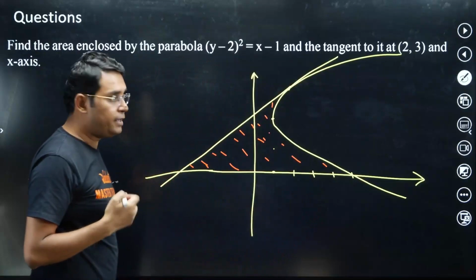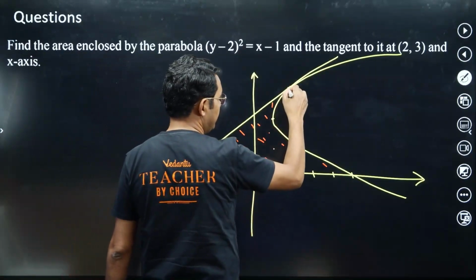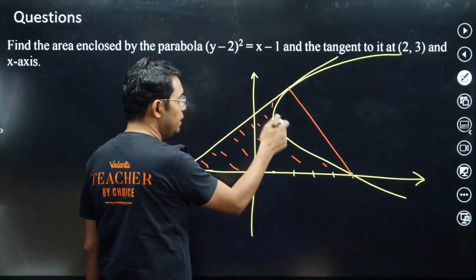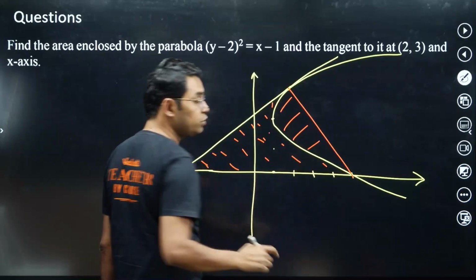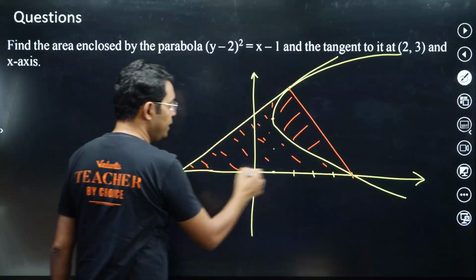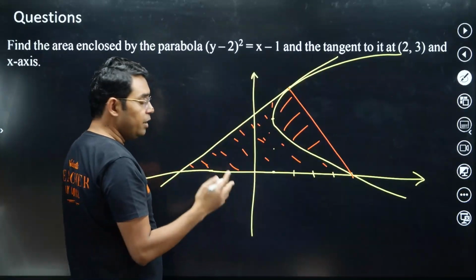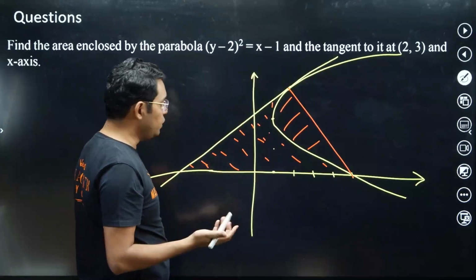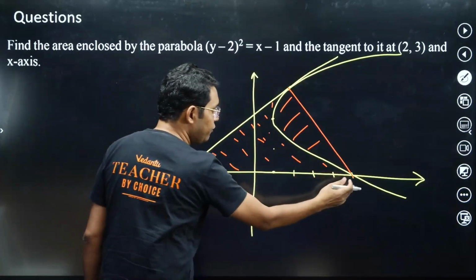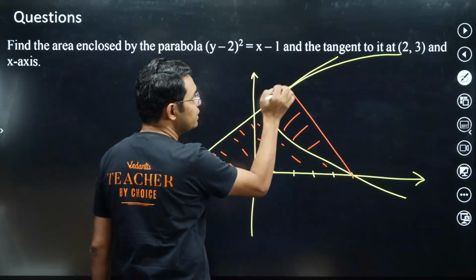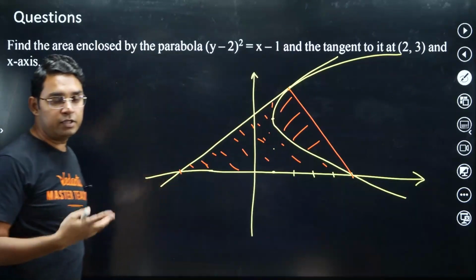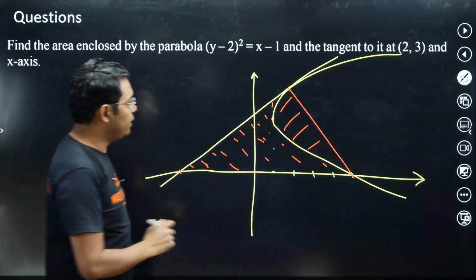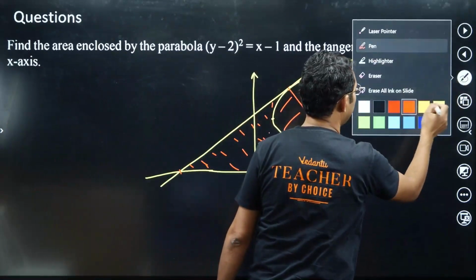Now how to find this area? I think we can find this area of the parabola using Toulouse theorem, and we can find the area of the triangle, which is just half base into height, because this point to this point will be the base, and the y coordinate of this point, which is 3, will be the height of this triangle. Let me do this calculation also here.